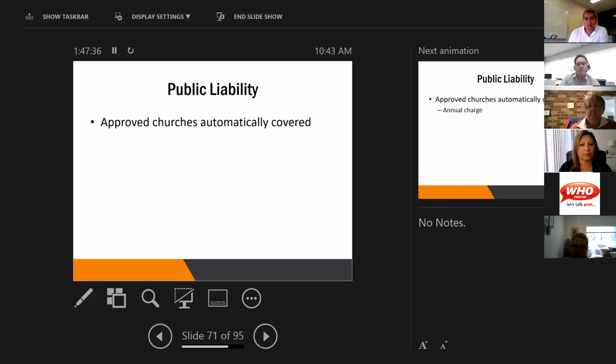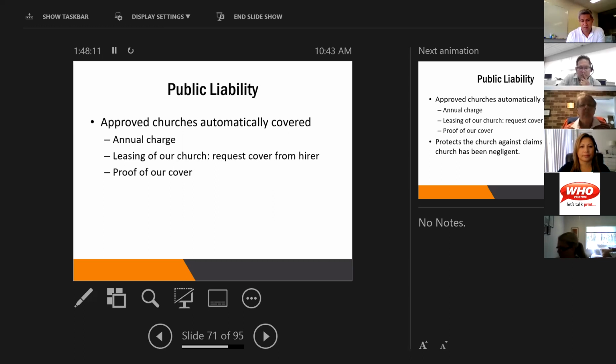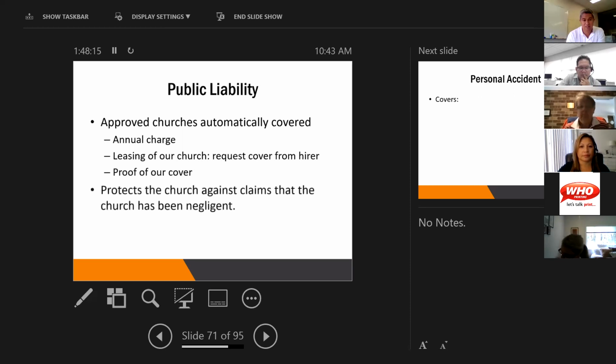Public liability. The churches are approved automatically for this, and that is charged annually. If you do end up leasing your church, you can request cover from a hirer. If a different group comes in and hires your facilities, you can ask them specifically to have coverage for that particular leasing period. The public liability protects the church against claims where the church may have been negligent.